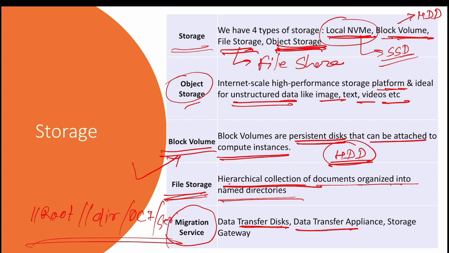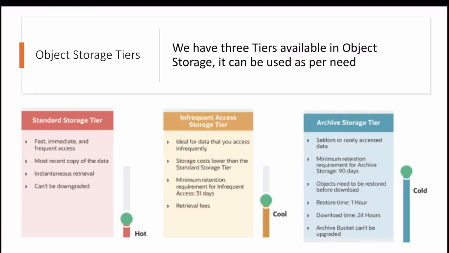Then we have the data transfer appliance. For huge data we use these devices. These are the big devices. Then we have the storage gateway that we use to store our backup to OCI. It is internet based, so software based we can say. So we have three types of devices, or we can say three ways to upload our data to the Oracle Cloud.